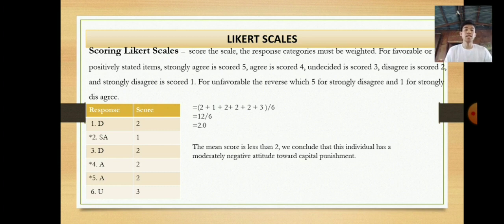We conclude that this individual has a moderate negative attitude toward capital punishment. So mean score is less than 3. So ang mean score natin dito is 3 dapat ata, o 3 kasi nga nasa gitna. Individual has a moderate negative attitude. Moderate negative pa lang naman siya toward the capital punishment.